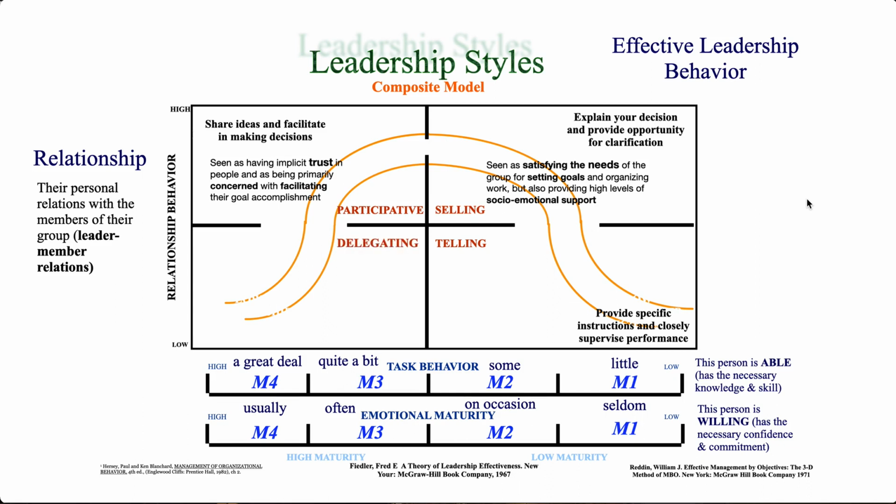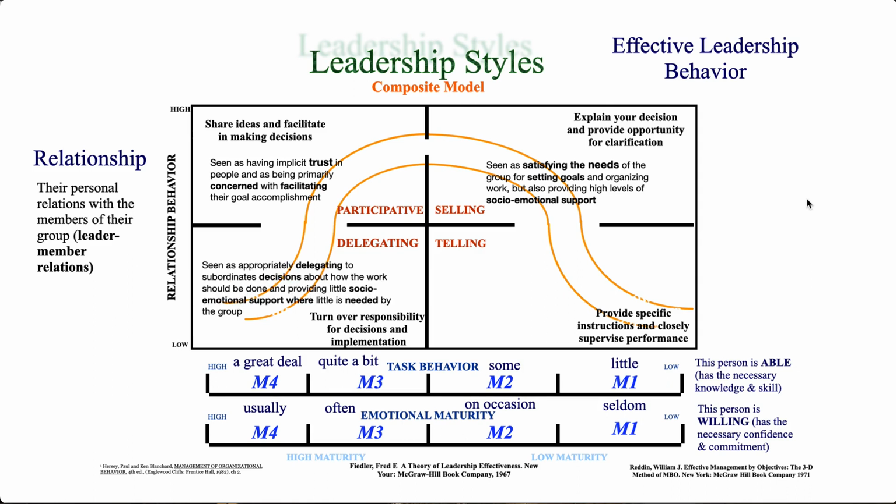In the fourth quadrant, as you know, it's been delegating. And you'll see here that it says it's going to turn over the responsibility for decisions and implementation. It's seen as appropriate delegating. This is the leader that they're talking about to the subordinate decisions about how the work should be done and providing little social emotional support where little is needed by the group.